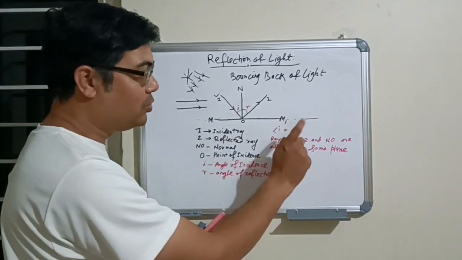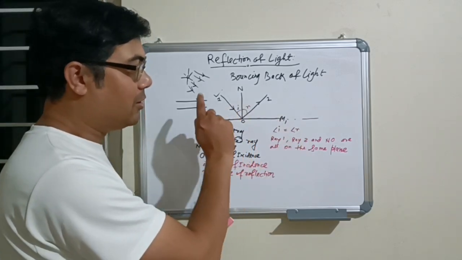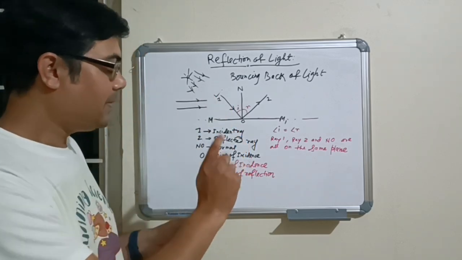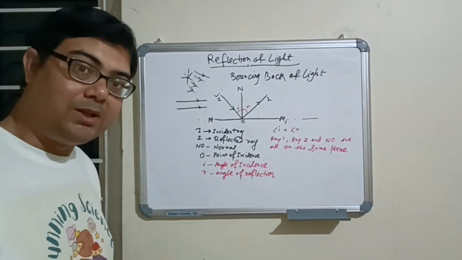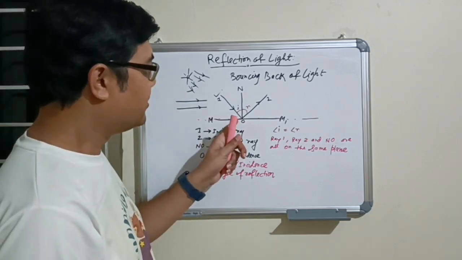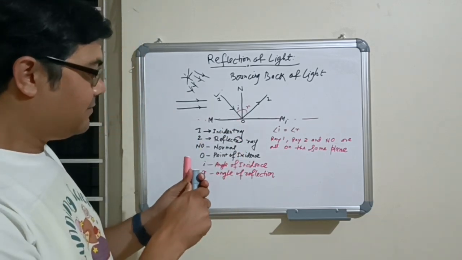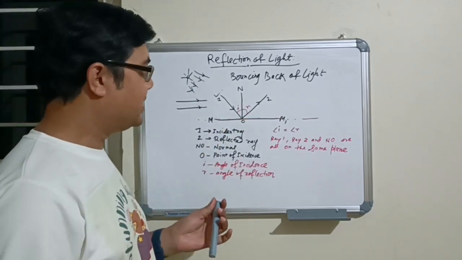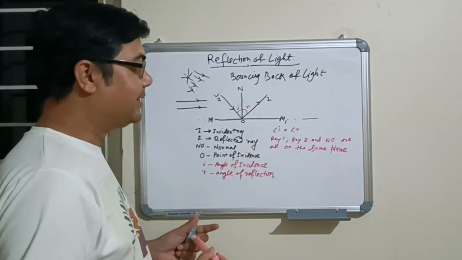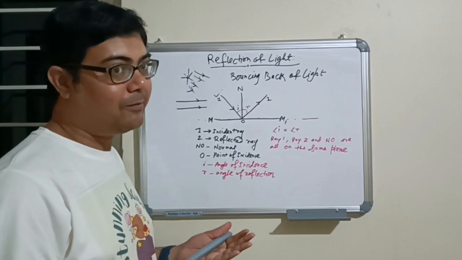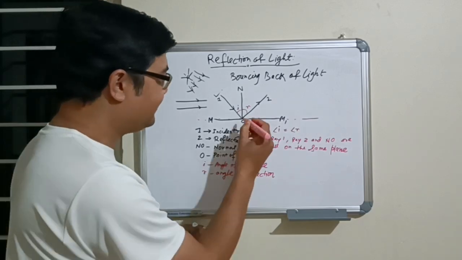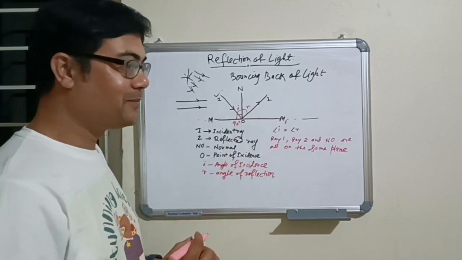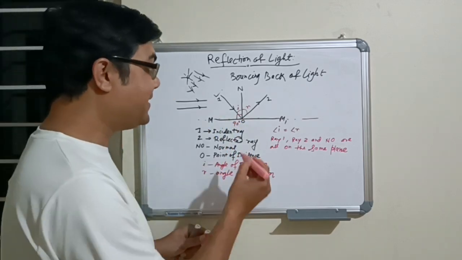So this law is very important. Ray 1, ray 2 and normal are all on the same plane. Correct? There are a few more terms on this concept. Now see, this is our mirror surface and the normal drawn is obviously perpendicular, 90 degree. So now what about this angle?